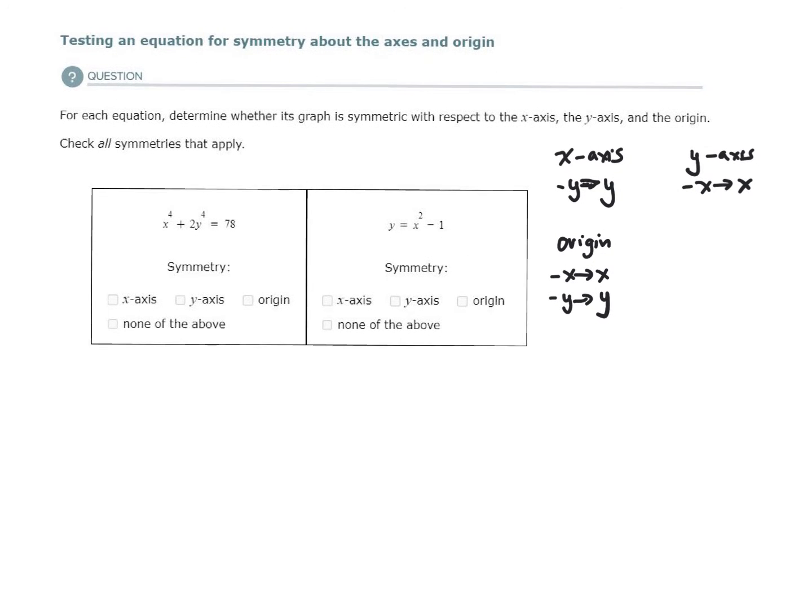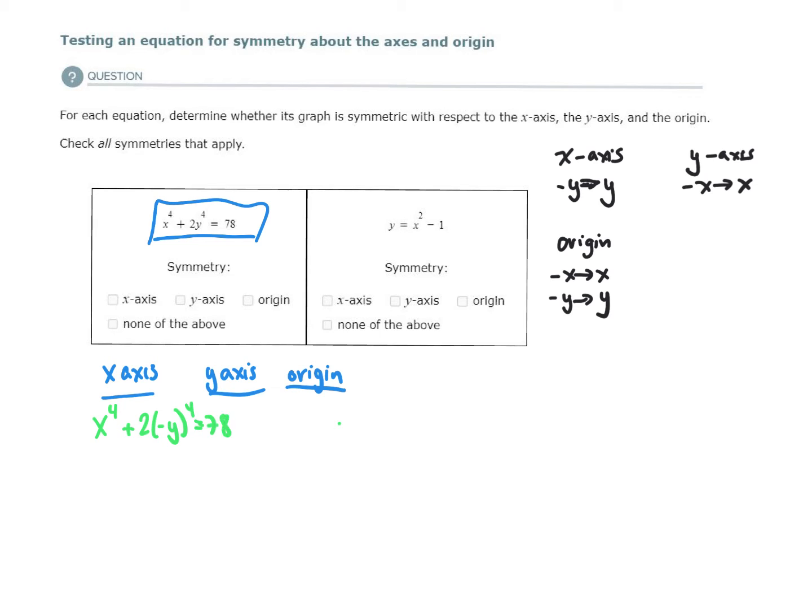If I look at the first one, x to the fourth plus 2y to the fourth equals 78, I'm going to test for the x-axis, and then the y-axis, and then the origin, and we'll see if any or multiple of these work. So for the x-axis, in my given equation, I'm going to replace the y with negative y. So that's going to make this x to the fourth plus 2 times negative y to the fourth equals 78.